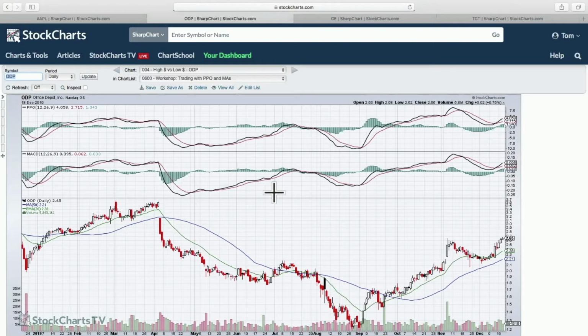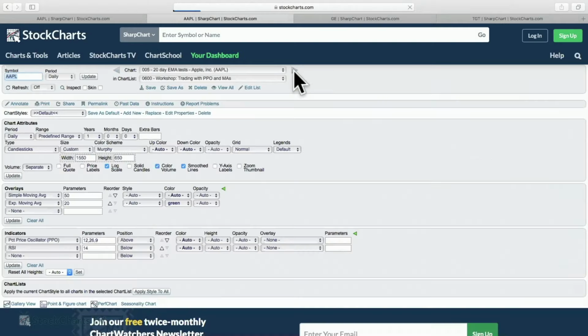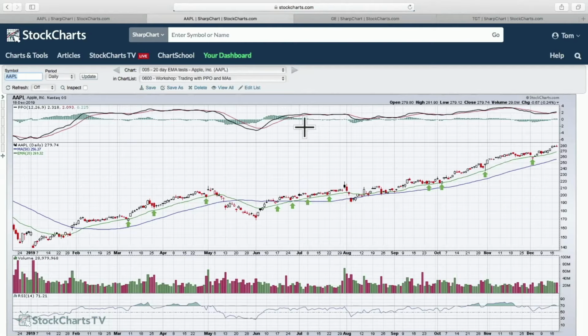Okay, so here, let's go ahead and move on to the EMA tests. I talked a little bit about the moving averages. Let's look at this year-long chart on Apple. I think you can quickly see that while it's trending higher, when it pulls back, this green moving average, the 20-day moving average, I can see it pulling back and holding before moving up to new highs.